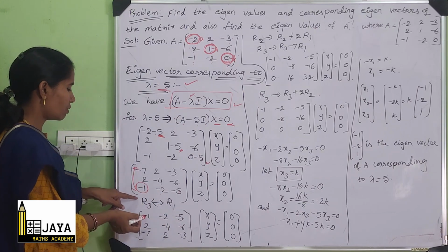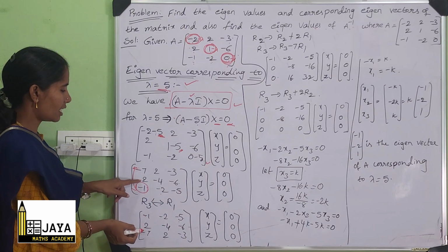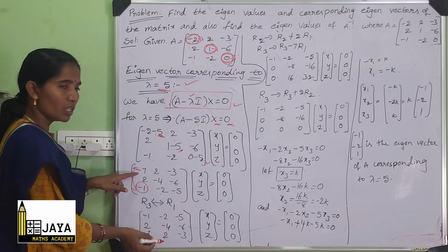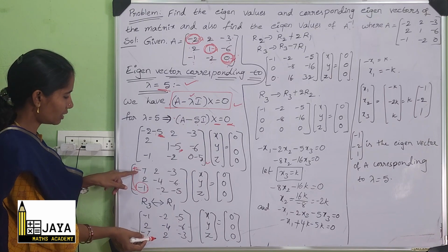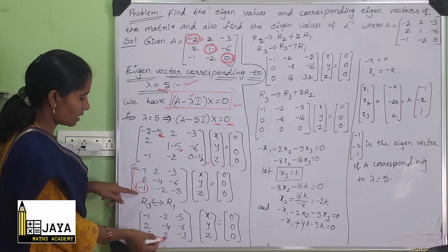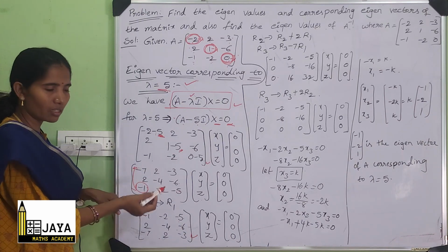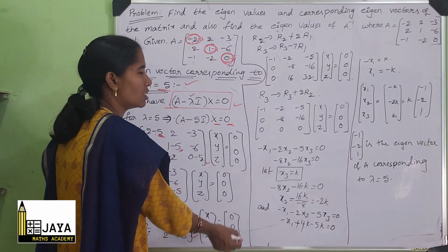Instead of R1 we are writing this. The second row is the same, 2, -4, -6. Instead of R3 we are writing -7, 2, -3. So R1 and R3 are interchanged here, and [x, y, z] is equal to [0, 0, 0].